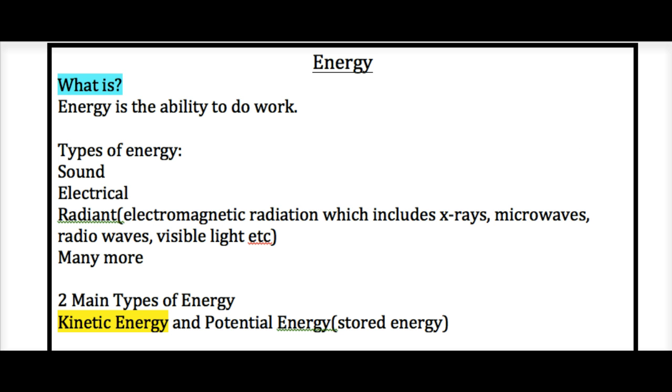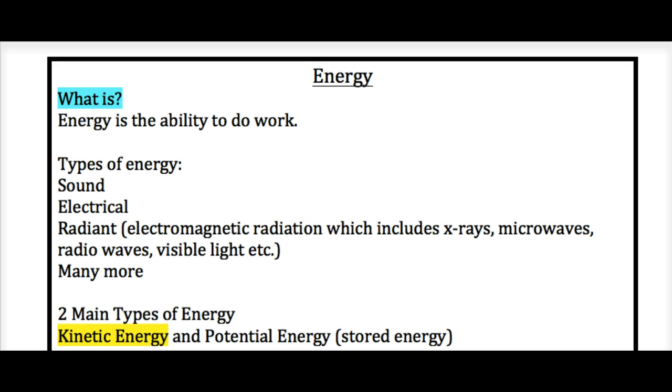So what is energy? Energy is the ability to do work. So again, there are many types of energy. There's sound energy, there's electrical energy, there's radiant energy, which is electromagnetic radiation, which includes X-rays, microwaves, radio waves, visible light, etc. And we spent some time in class talking about many different types of energy.